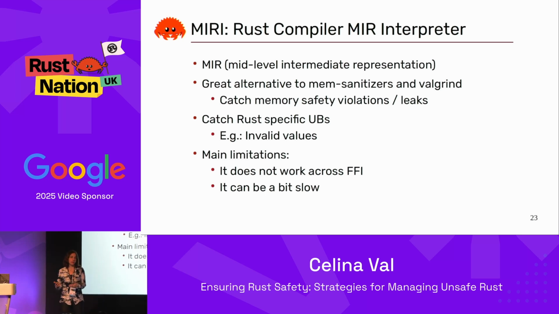Value validity is something that you're not going to be able to detect using Valgrind, for example. So it's a very important tool that if you are using Unsafe, you should consider using Miri with all your tests, integration tests, whatever you have. The main limitation is that it does not work across FFI. The same way the compiler needs that information about your Rust code, so does Miri.